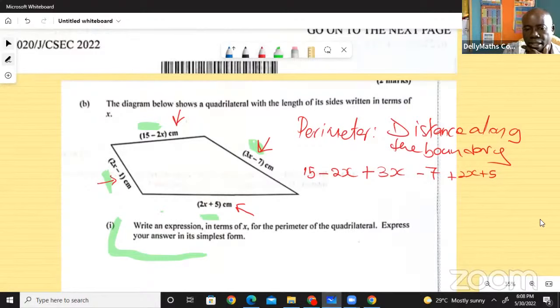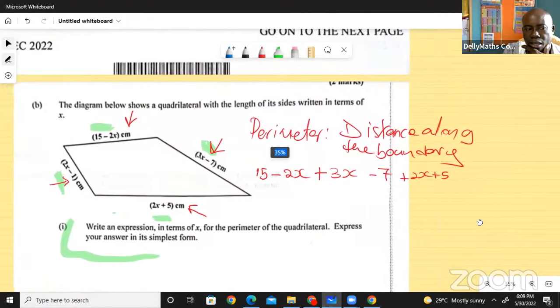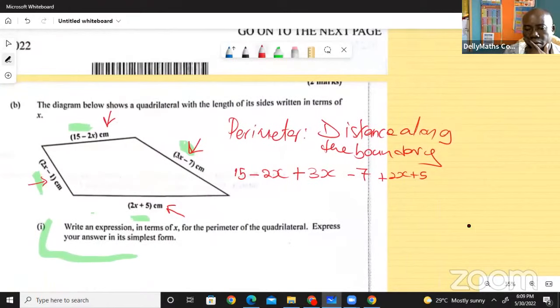Plus 2x minus 1. So there we have all of them. We have our 4 pieces, 1, 2, 3, and 4. Those are the lengths along the sides. But the question said in the simplest form, collecting the like terms.